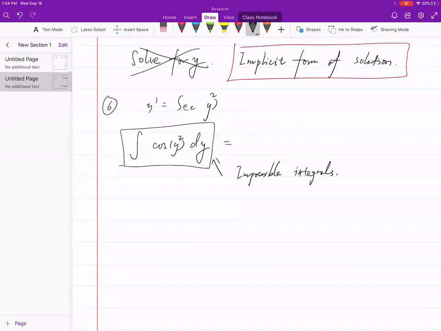Okay. In this case, it is separable, but the integral is hard. Okay, that's the limitation of this method. Either way, you are still doing integrations. Integration can screw everything up.